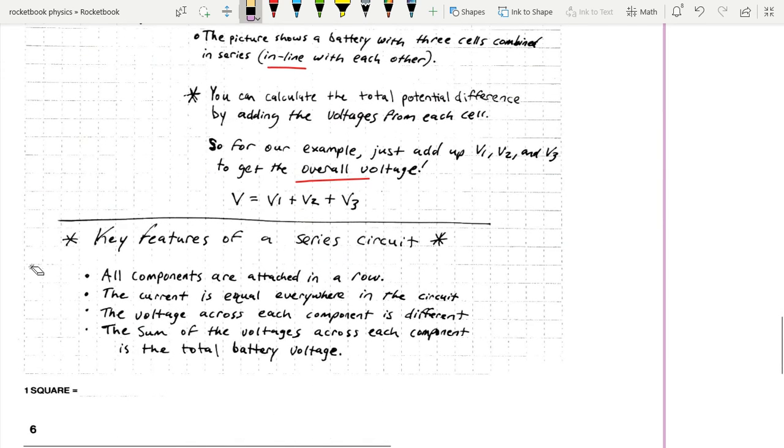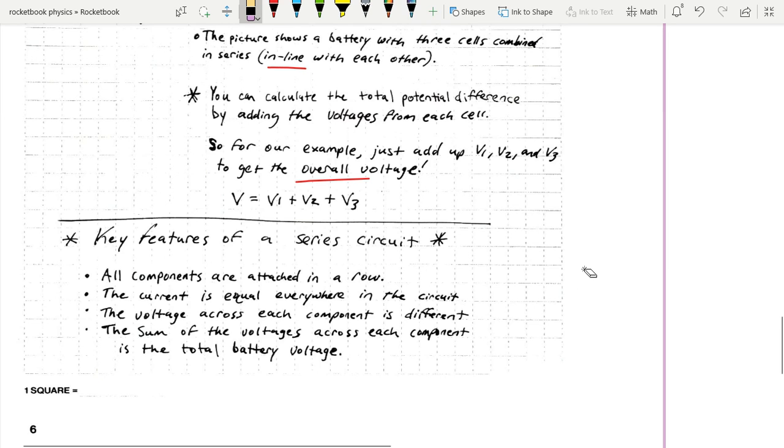Now here are your key features for a series circuit. All components are attached in a row. The current is equal everywhere in the circuit, and the voltage across each component is going to be different. Now, remember that whatever that voltage difference is across all the components in your circuit, when you add all of those together, the sum of the voltages across each component is equal to the total battery voltage.